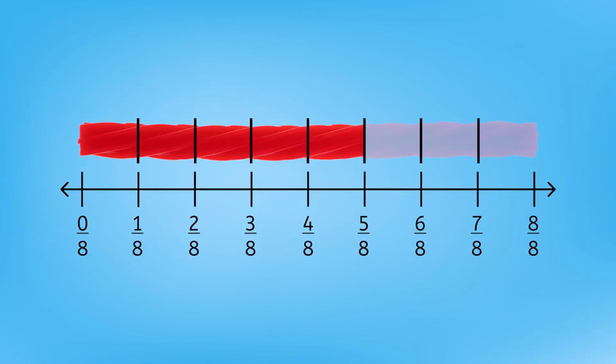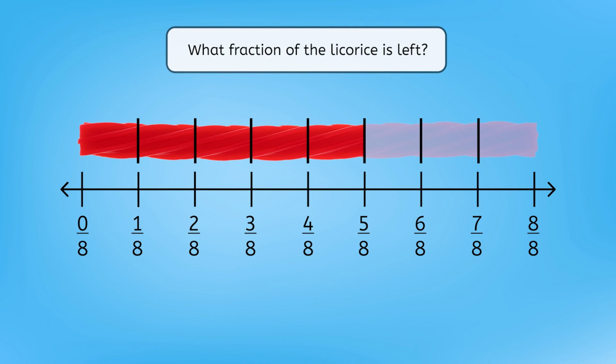Next in the puzzle lineup, we're shown what used to be a long piece of licorice and asked what fraction of it is left. It seems it was cut into 8 equal pieces, but some of them have been eaten. Using the information on the number line, can we solve the puzzle?